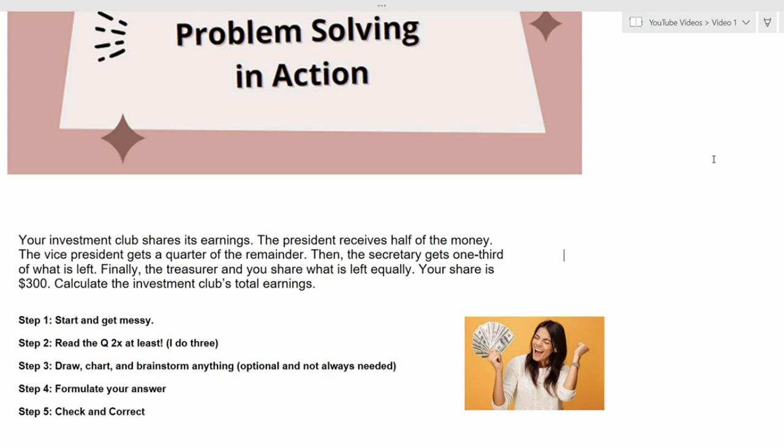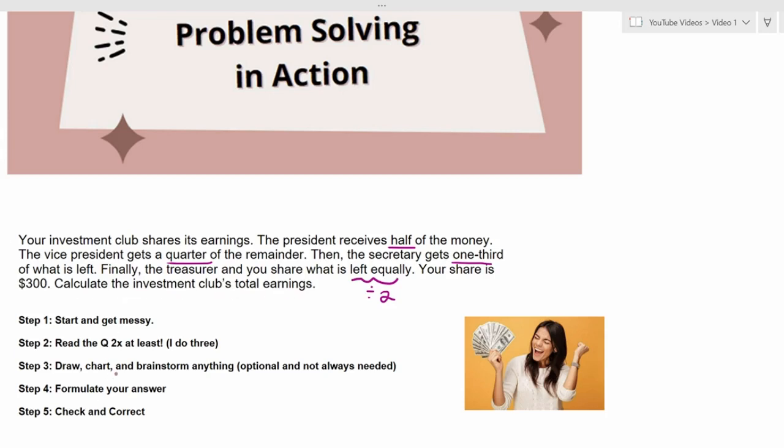Okay, so now that we've read it once, let's start highlighting what we need to know. So we know the president receives half the money. We know the vice president gets a quarter of whatever's left after that. The secretary gets 1/3 of what's left after that. And the treasurer and you or myself share what's left equally. So we're going to pretty much divide this amount by 2, whatever that is. Okay. My share or our share or your share, however you want to look at it, is $300. Doesn't feel like much, does it? But let's calculate the investment club's total earnings.